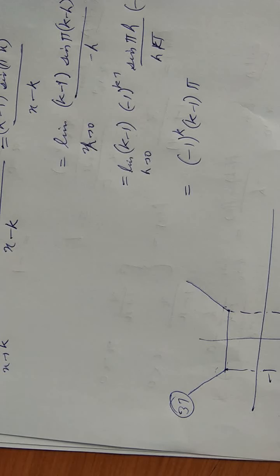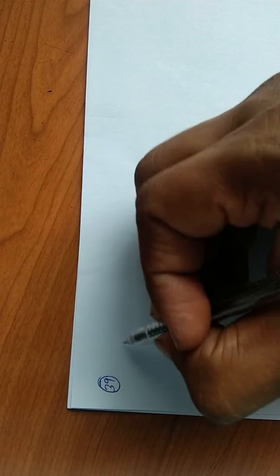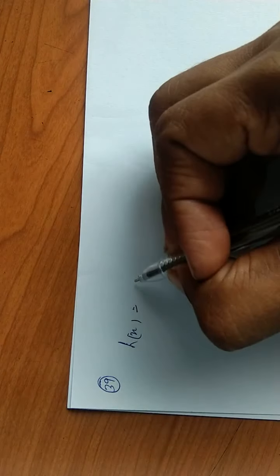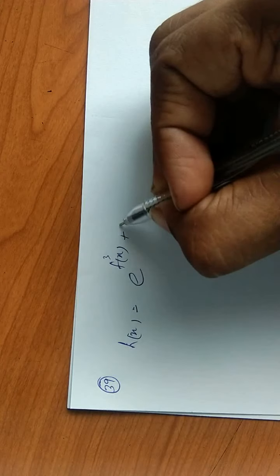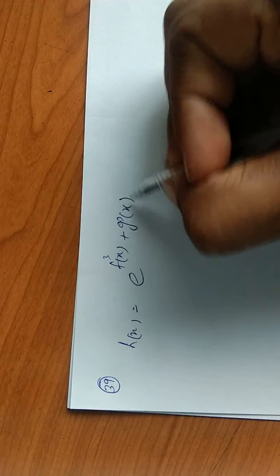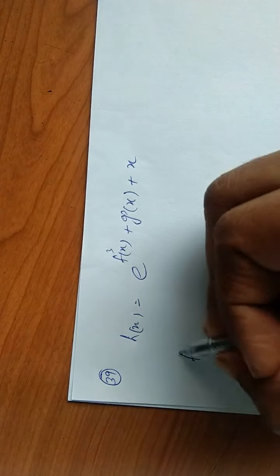So if f(x) and g(x) be twice differentiable functions such that g'(x) is this and f'(x) is this, h(x) is equal to this. Okay, so we have been given h(x). Question number 39: h(x) is equal to e to the power f cube x plus g cube x plus x. So calculate h'(x) first.